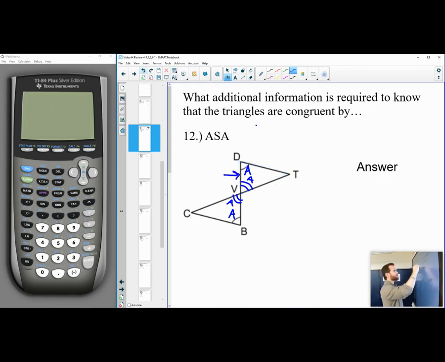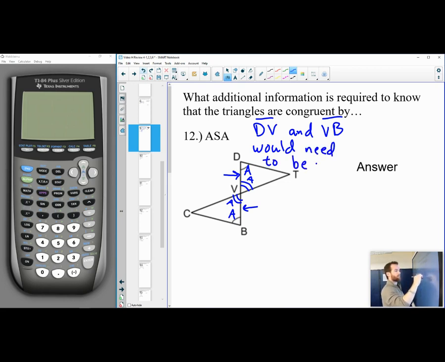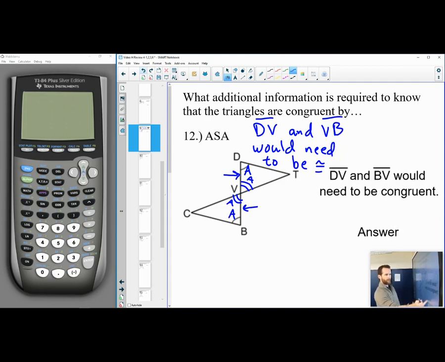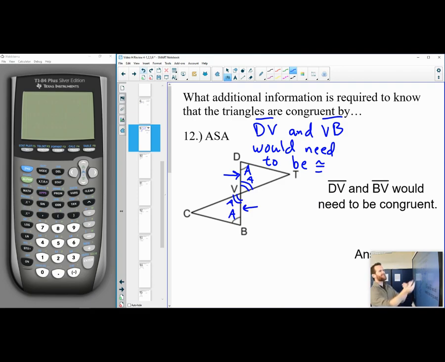So we would need DV, so segment DV. And in this triangle, the side that's in between those two angles is right here. That's segment VB. So we would say segment DV and segment VB would need to be congruent. And hopefully that's what I have under here. Oh, that didn't work well at all. Let's scroll that down a little bit. Let's see, segment DV. Oh, I said VB, but this one says BV, but that's the same thing. All right, so that one's done.